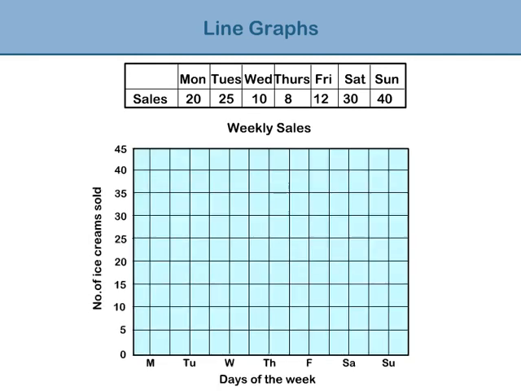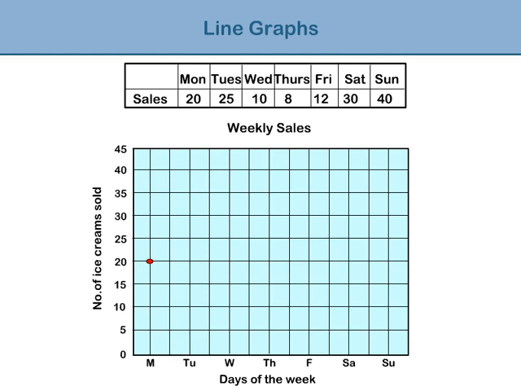Now we have drawn our axis and given our graph a title, we are ready to start marking the data from our table. There were 20 ice creams sold on Monday. Read up the y-axis until you reach 20. Now move right until you find the line for Monday. Plot a point or small cross.